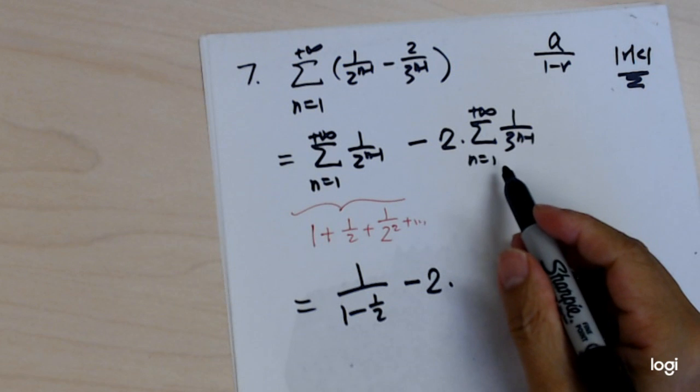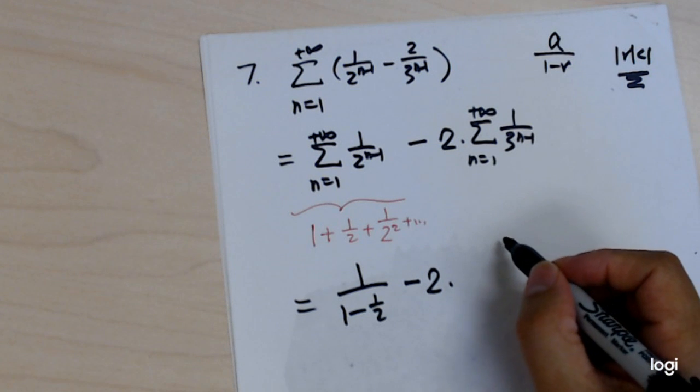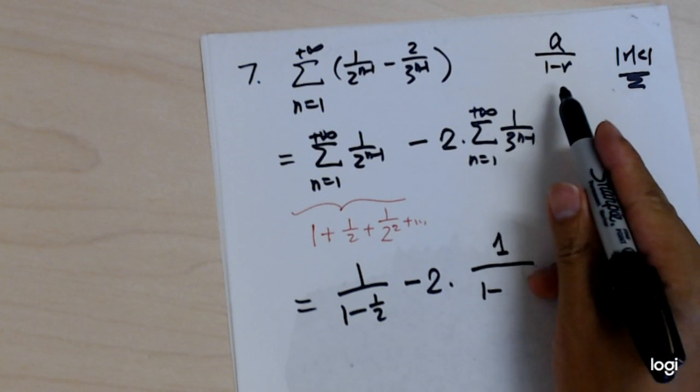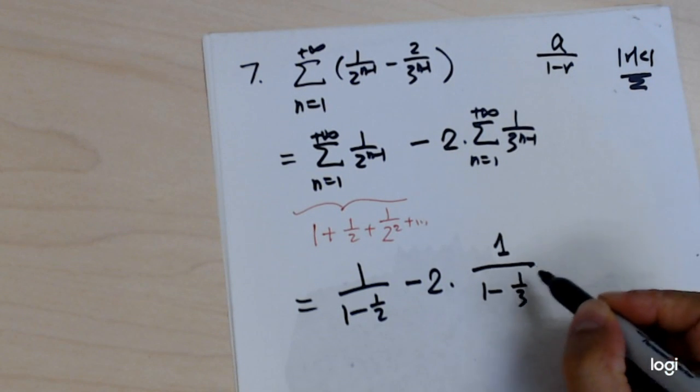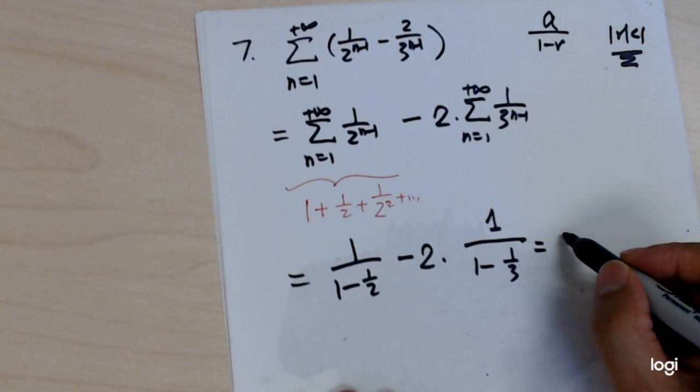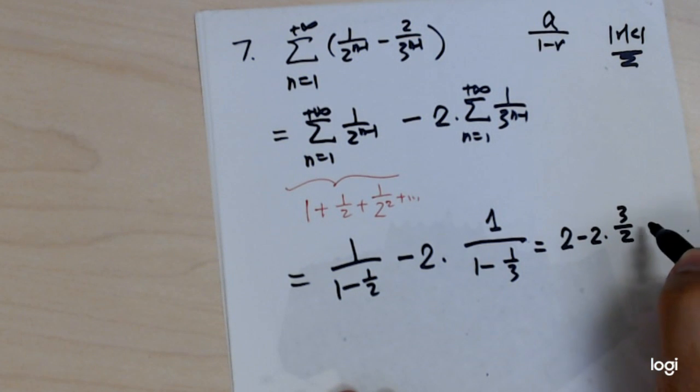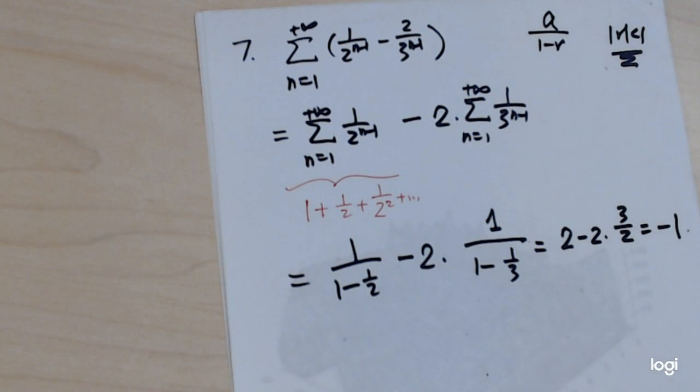Same story for this guy. Write it apart if you want to, but the first term is 1. The ratio r is 1/3. So that's why the answer is negative 1.